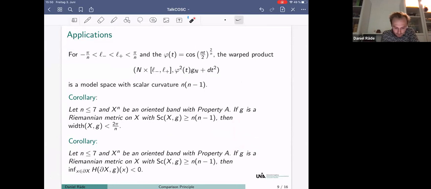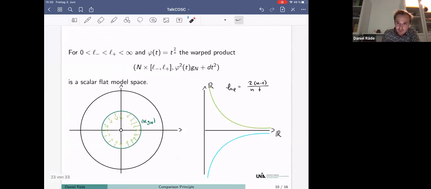All right, so this one model space already gives us the two theorems that we want, but there are lots more log concave functions to look at, right? So let's choose a different model space. You have this L minus and L plus. It's bigger than 0, smaller than infinity. And the warping function is just t squared, or t basically. And then you look at this warped product.